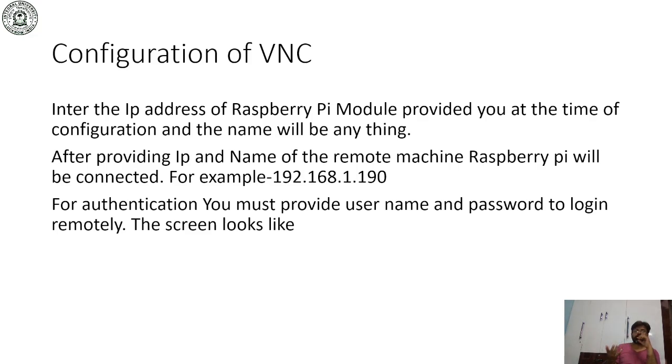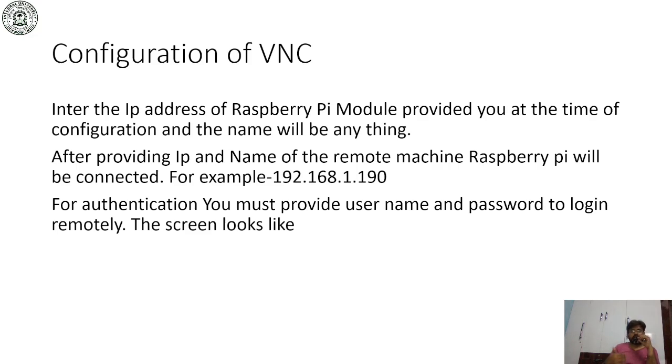We have a new connection. For example, the IP address of my Raspberry Pi was 192.168.1.190. So this is my IP. Don't use this IP in your machine, in your Raspberry Pi. You will get your own IP address. So this will not work if you enter my IP.